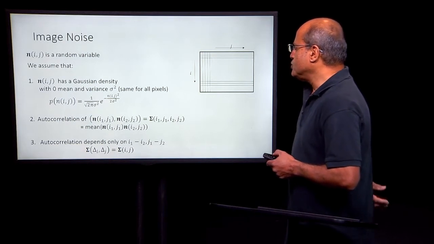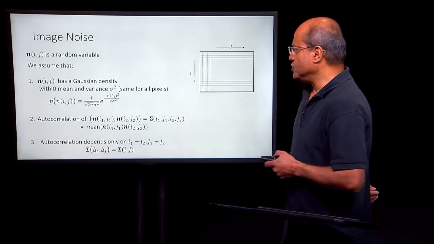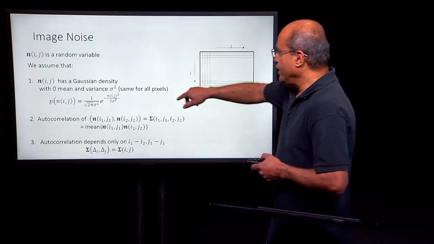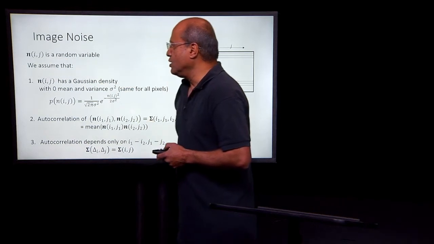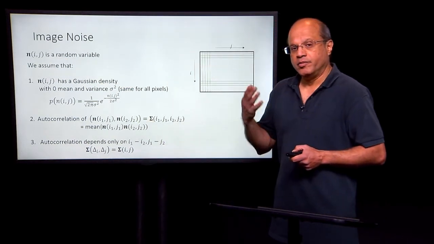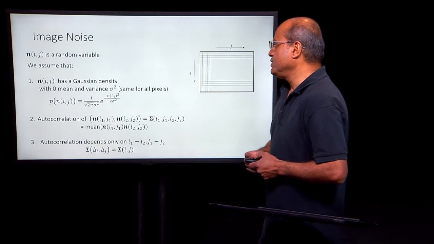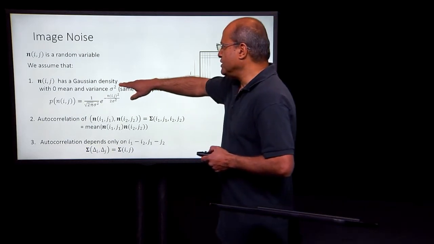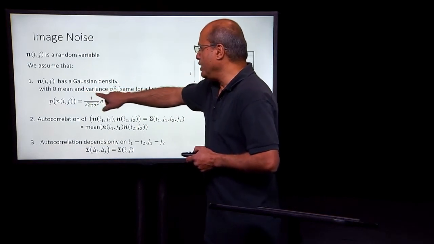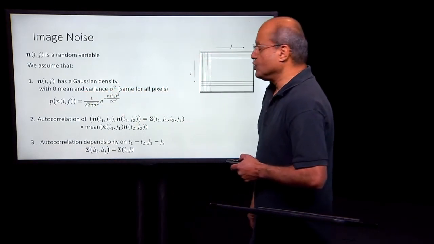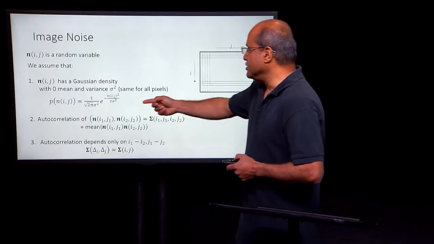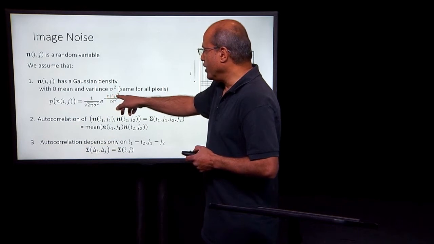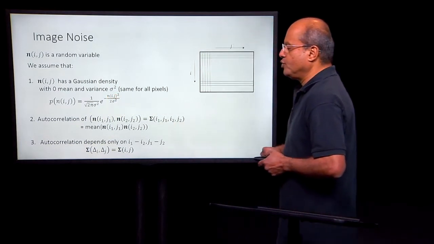And so here's the most commonly used model for image noise. If you focus on a pixel ij, then the noise in that pixel we're going to say is a random variable because it changes from experiment to experiment. And we'll assume that Nij has a Gaussian density with 0 mean and a variance sigma squared. We saw in the last lecture that a Gaussian density looks like this. And because it has a 0 mean, the numerator in the exponent is just Nij squared.